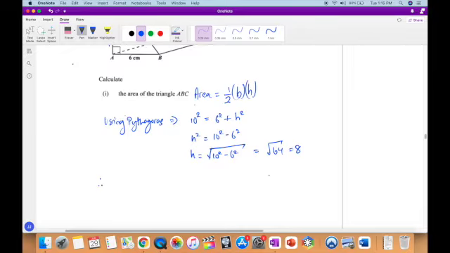Therefore the area of ABC is equal to a half the base, which is 6, times the perpendicular height, which is 8. 6 times 8 is 48, divided by 2 is 24 centimeters squared. Please remember your units, and as I said that, I'll remember mine.